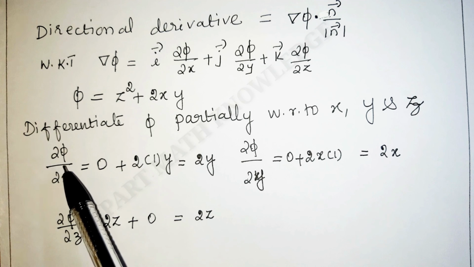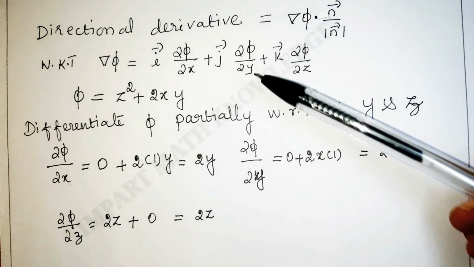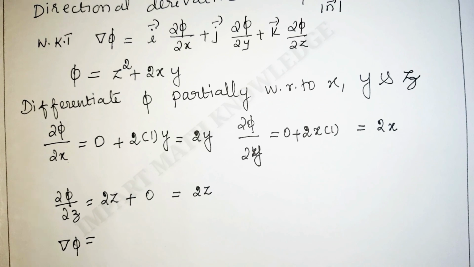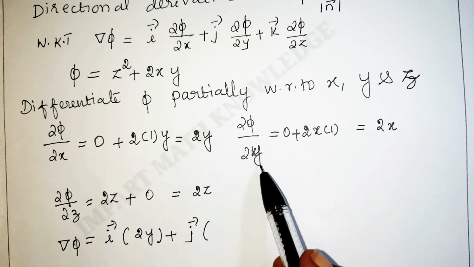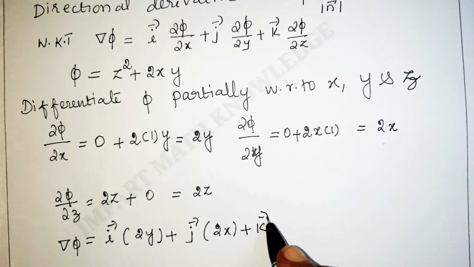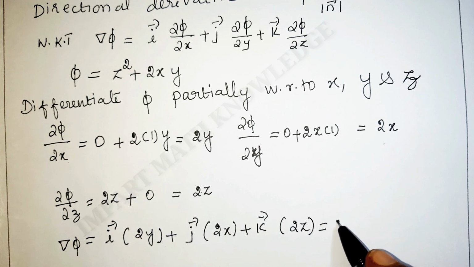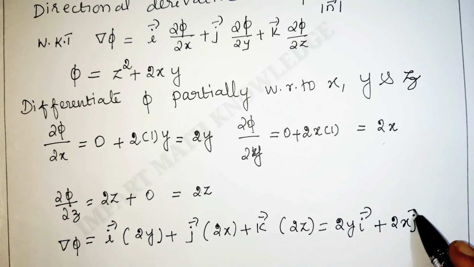Now we have to substitute dou phi by dou x, dou phi by dou y and dou phi by dou z in del phi. That is del phi is equal to i vector dou phi by dou x is 2y plus j vector dou phi by dou y is 2x plus k vector dou phi by dou z is 2z. That is 2y i vector plus 2x j vector plus 2z k vector.